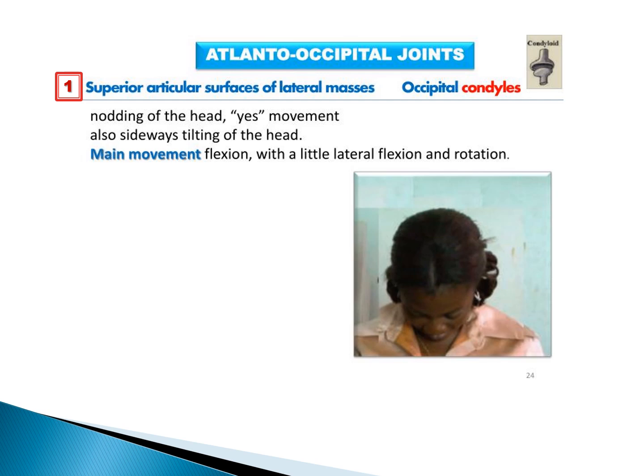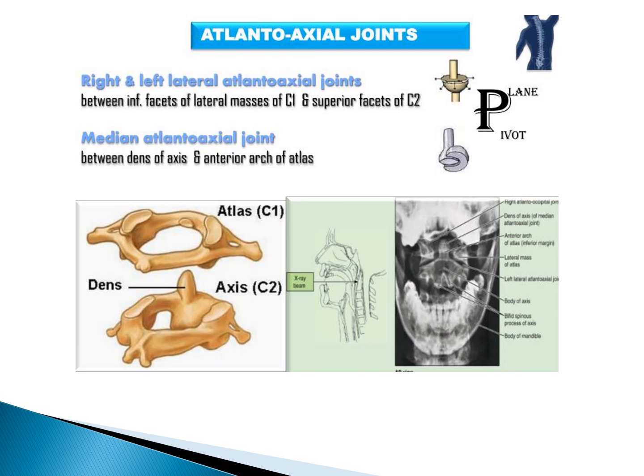Atlanto-occipital joint: superior articular facets with the occipital condyles. The main movement is flexion, that is the head nodding movement, flexion with lateral flexion. Atlantoaxial joints are the right and left lateral atlantoaxial joints and the medial atlantoaxial joint. Medial atlantoaxial joint is an example of a pivot joint. The lateral atlantoaxial joints are plane joints.